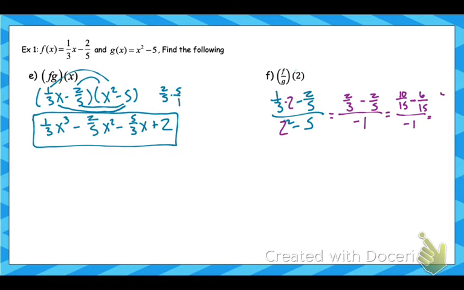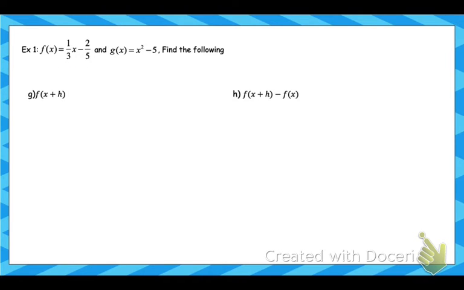So that becomes 4/15 divided by -1. So 4/15 divided by -1 is going to be -4/15. Like I said, there's a lot of fraction practice here, but we're trying to get you guys ready because once we start trig, there's going to be a lot of fractions in that.